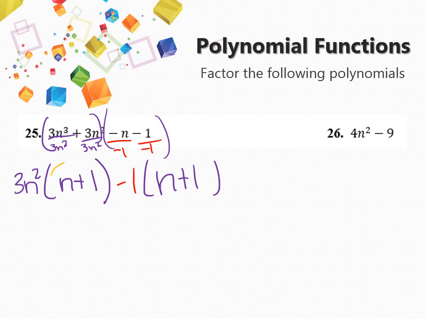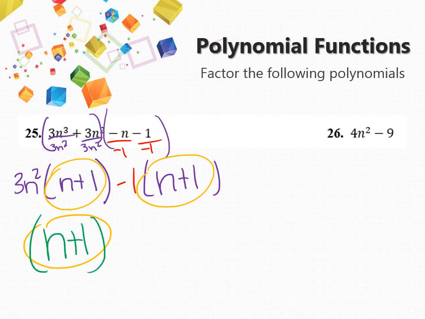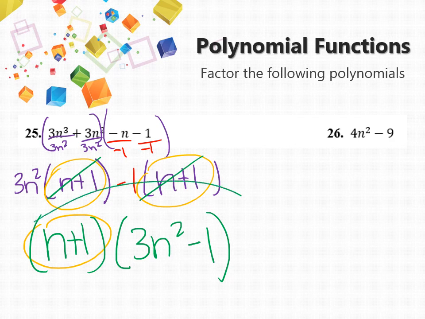Now, I have the same thing twice. Good. Let's write it once. I've got an n plus 1. If I divide that out, I'm left with a 3n squared minus 1. Now keep in mind, you might actually be asked to solve these as well. If I set this equal to 0, I would have an answer of negative 1 and an answer of, let's see, the square root of 3 over 3. Oh my goodness. So make sure you're comfortable with solving as well.